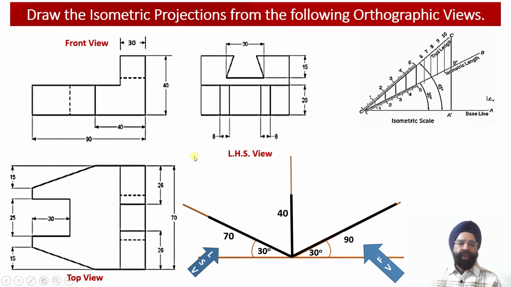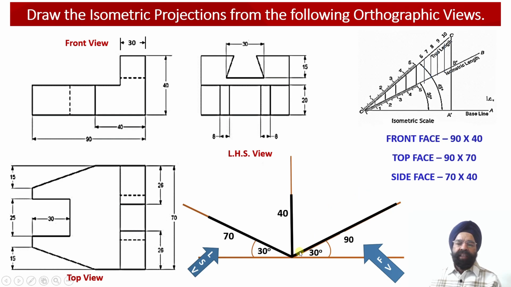So now let us evaluate the dimensions of the front face, the top face and the left hand side view face. As we can check in the orthographic projections, in the front view, the length of the object happens to be 90 millimeter and the height of the object happens to be 40 millimeter. And now we are going to obtain this front view face alongside the YZ plane. Alongside the isometric z-axis, the length of the object will be obtained. Alongside the isometric y-axis, the height of the object will be obtained.